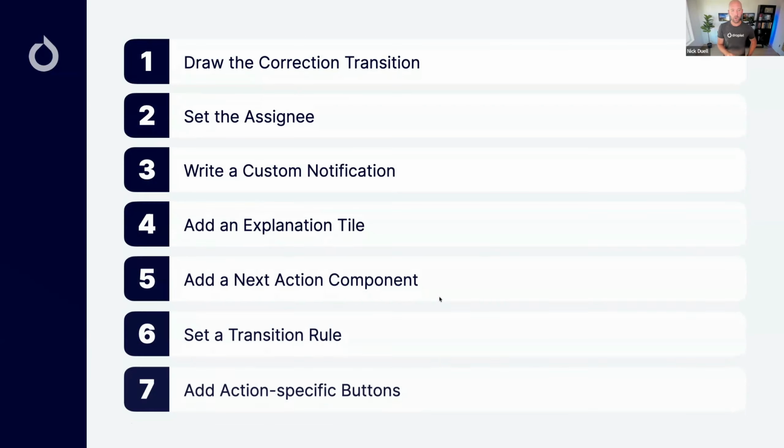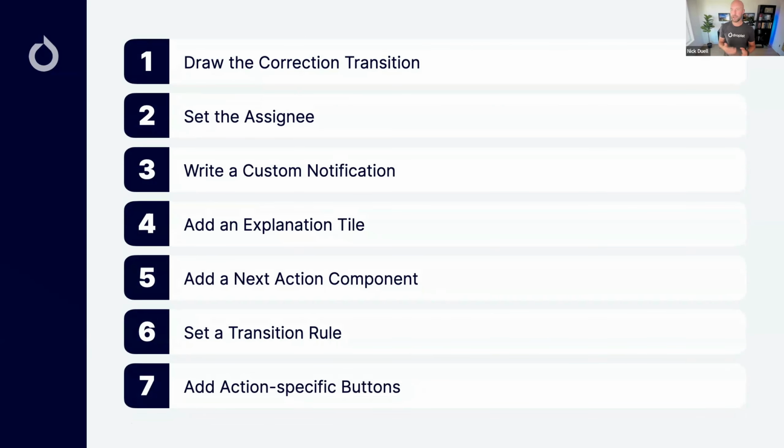Okay, so when I think about this process of creating correction workflows, I think of it as a four-step process. You're drawing a correction transition, you're setting who the assignee would be in that case. You're going to write an email to let them know that they have something that they need to correct. And then on the form, you're going to add just a little explanation tile. But if you have a situation, which is pretty common, where you want both a correction and a permanent rejection pathway, it's really more of a 7-step process. So that's where steps 5, 6, and 7 come in.